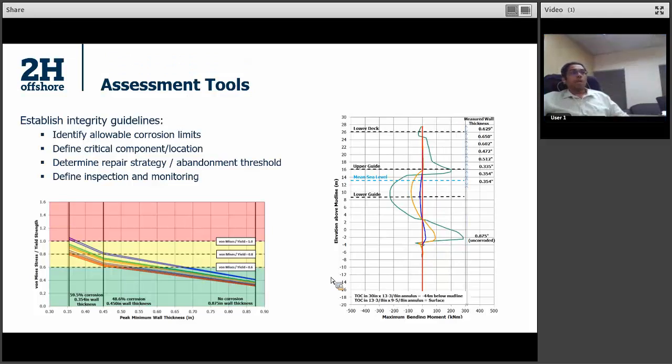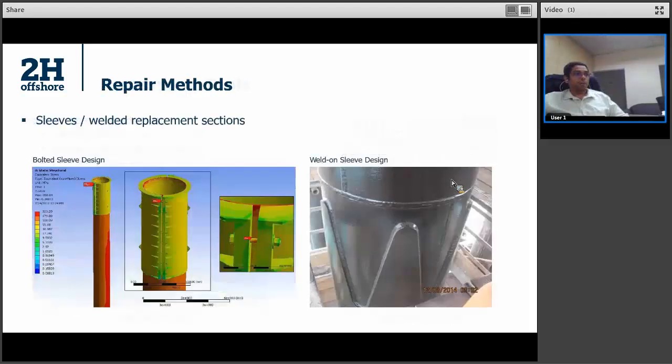And then we look at the details in terms of where the critical location is along the conductors so that we can deploy the repair system appropriately. If a conductor repair is not required, we will prescribe a certain level of inspection and monitoring, and prevent further corrosion in order to continue the operations on the conductor system.